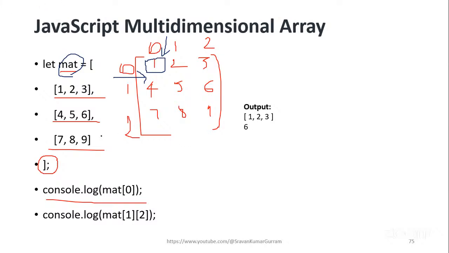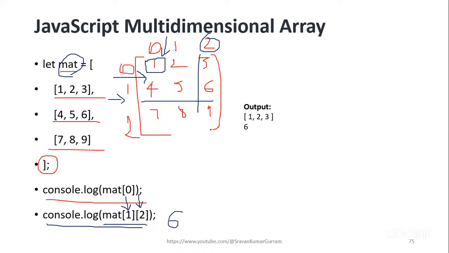For example, if you write mat[1][2], row index 1, column index 2. This is row index 1, and the column index is 2. The intersection of 1 and 2, what is that? 6. So if you write the code console.log(mat[1][2]), with 1 in one square bracket and 2 in another square bracket, you will get the output 6.